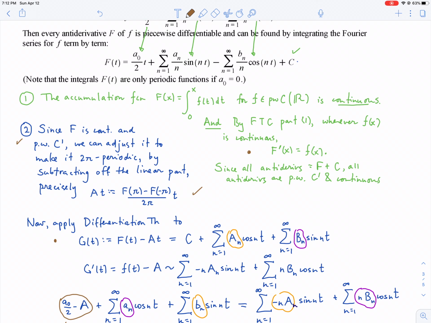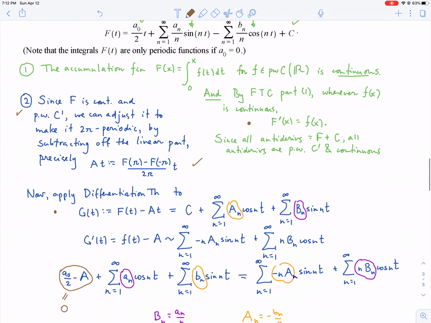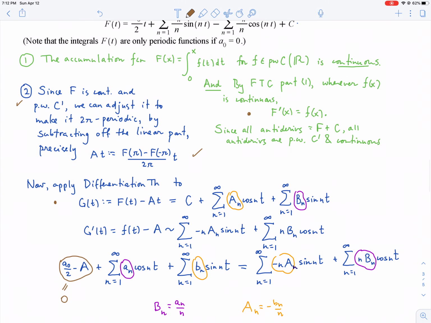So it'll have a Fourier series for sure. And its derivative will be little f of t minus A. And because we have the differentiation theorem, we can compute the Fourier series just by differentiating term by term.